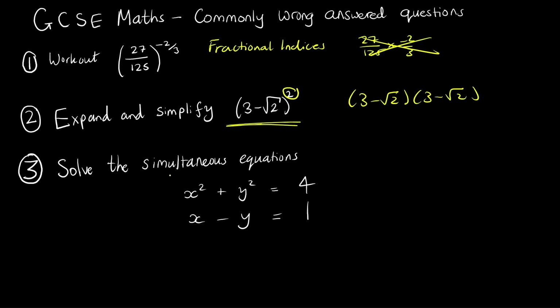Okay, so now the simultaneous equations. We've got two equations here. A common error here is people thinking, oh, we've got the same number of x's, I'm going to take them away and then it's going to cancel. It's not, because x squared take away x is not going to cancel. If it was x minus x, yes it would, but x squared take away x is not going to cancel. It's a quadratic simultaneous equation, which requires quite a bit more thought.